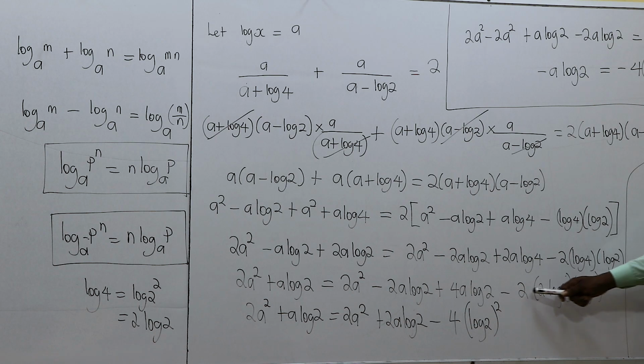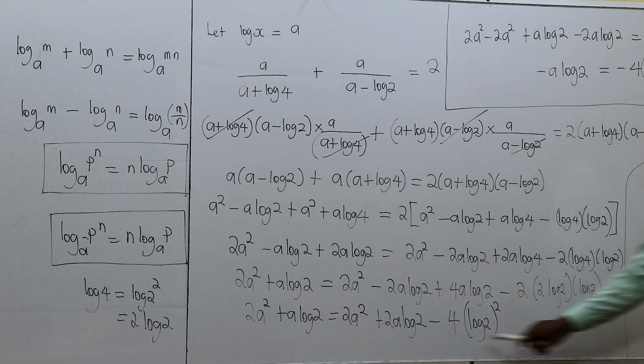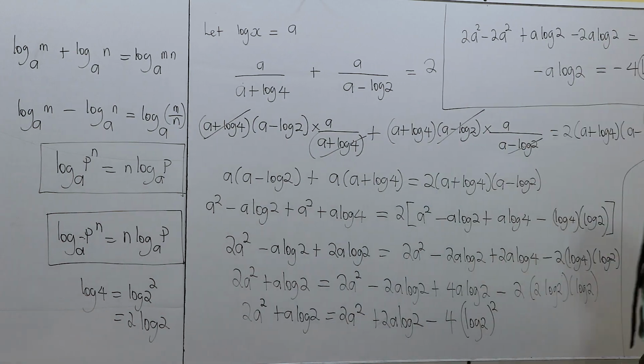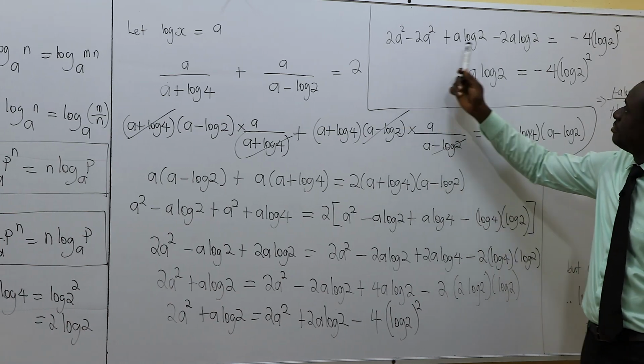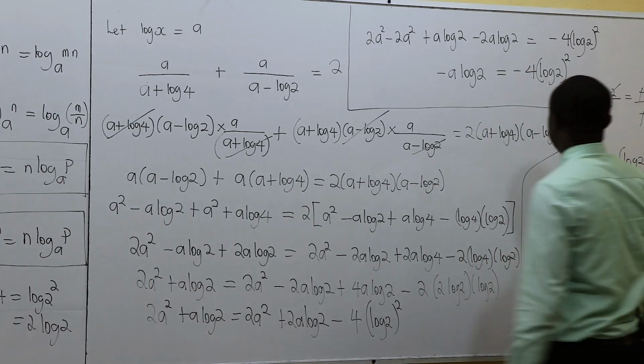This one is 2 to the power 2, so the 2 will come down. We bring the 2 here and then we have this. Now log 2 times log 2 is log 2 to the power 2, and 2 times 2 gives us 4. So this is the equation that we have. We simplify, grouping like terms, and then we have that.